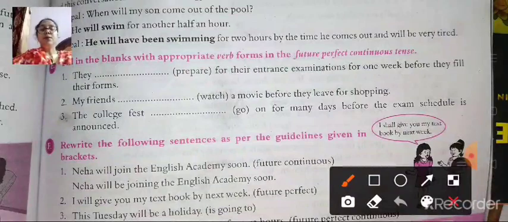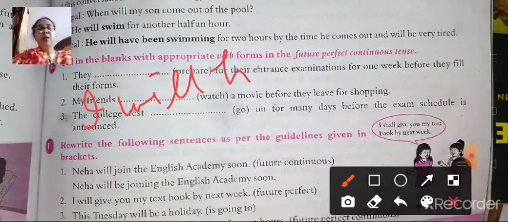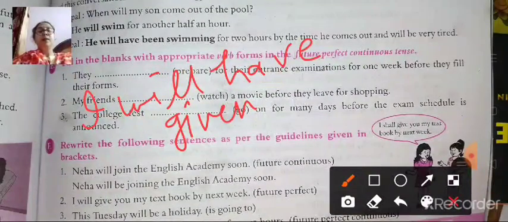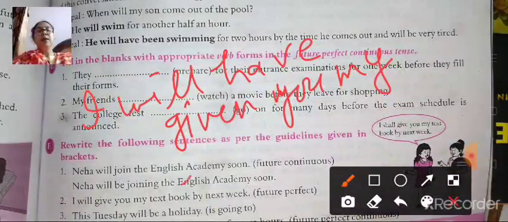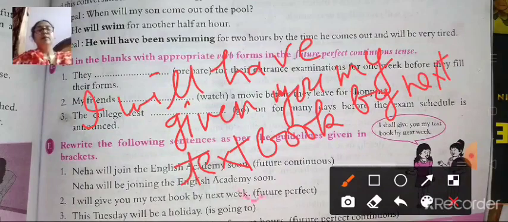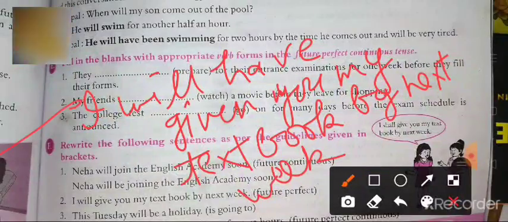Now here, future perfect. I will have given you my textbook by next week. I will have given you my textbook by next week.